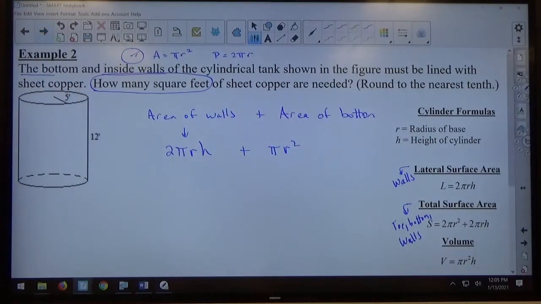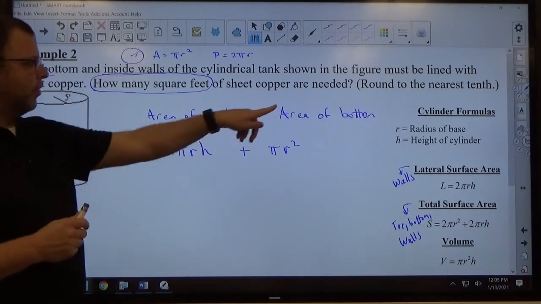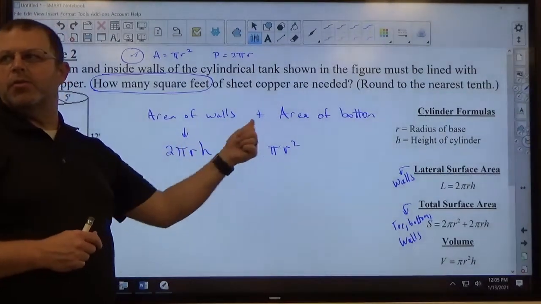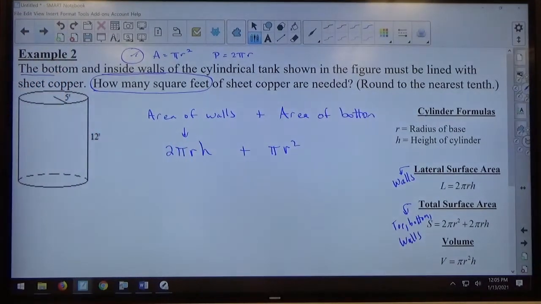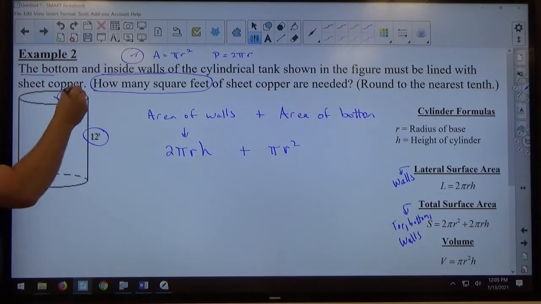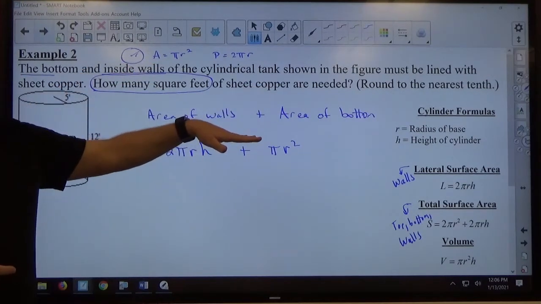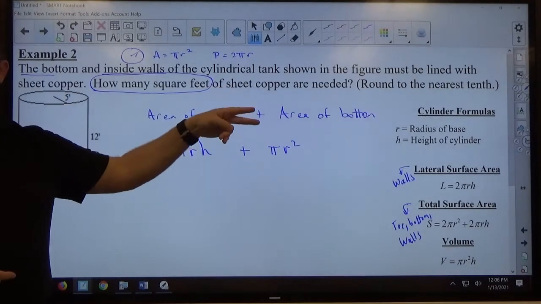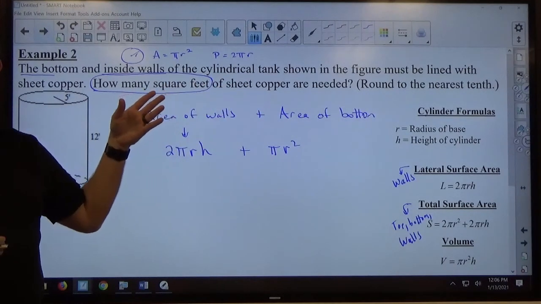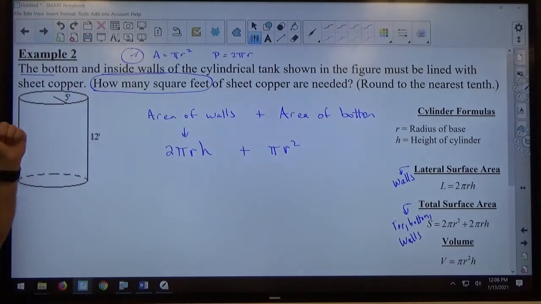Okay, so again, we're lining the walls and the bottom with sheet copper. This is how much sheet copper we need for the walls. This is how much sheet copper we need for the bottom. We're going to add those 2 areas together to get the total square footage. It says square feet, this says feet, this says feet. Everything's in feet. That's good. The other thing I have to consider is that anytime we're dealing with a circular cylinder, all the things we're looking for are the radius of base and height, those 2 things.